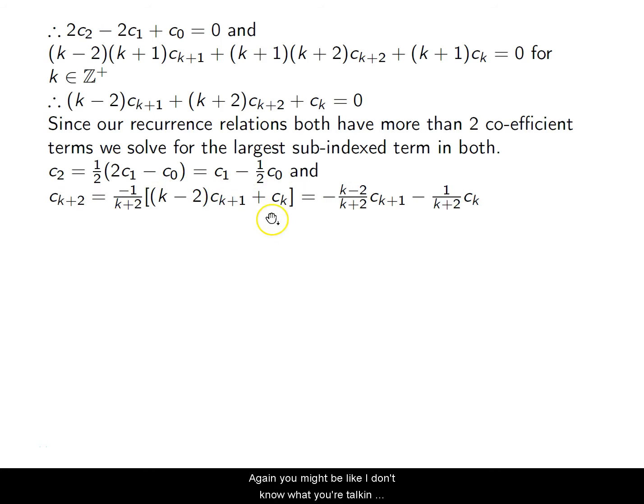Again, you might be like, I don't know what you're talking about, Professor, and that's because we haven't done the example yet. But I do find personally that it's easier to keep things like this than like this as we work our recurrence relation. So maybe you try both. As long as you don't get confused, that's what really matters.